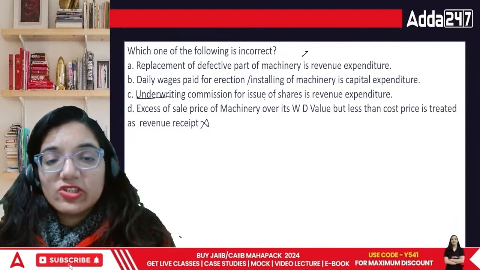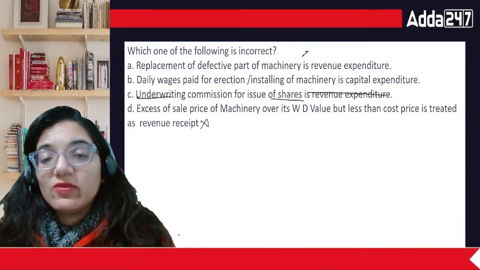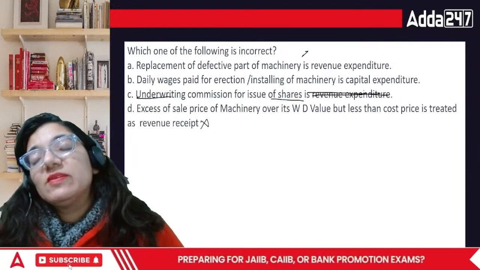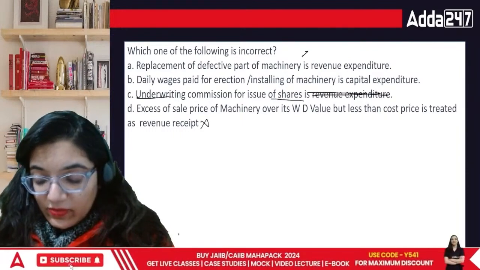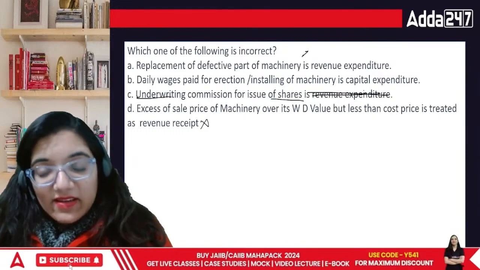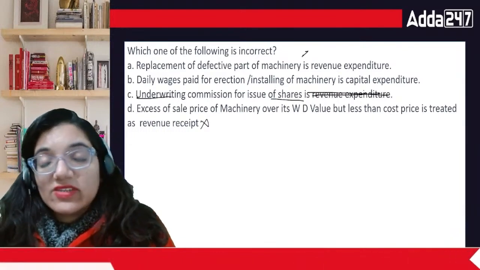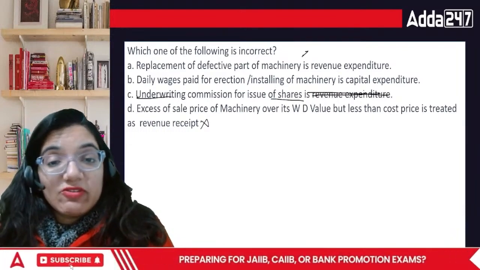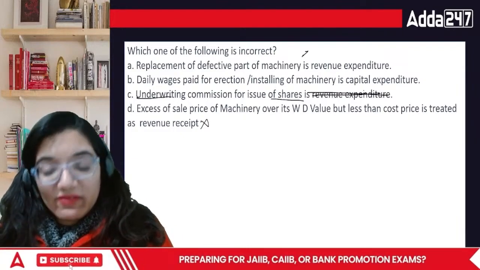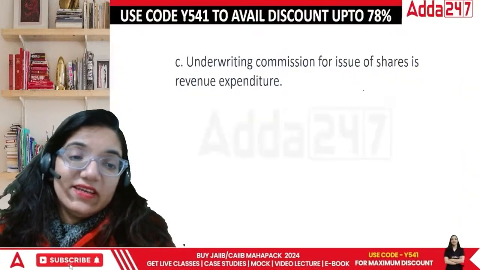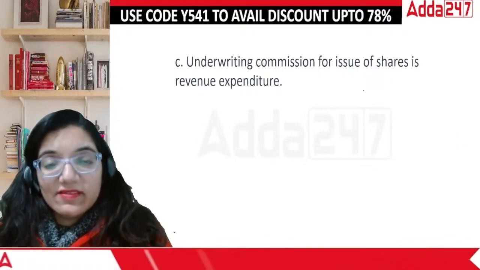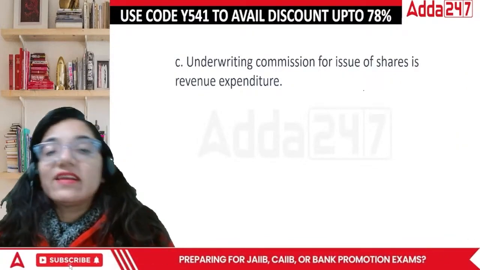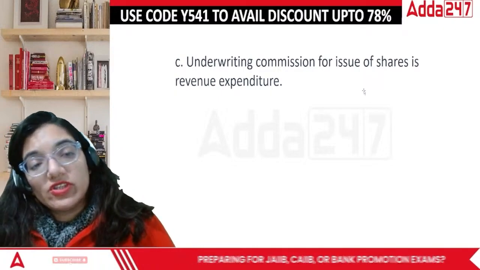The underwriting commission that we pay is not a revenue expenditure. It is basically an expenditure which is capitalized first and then written off over a period of time. So technically, this is not a revenue expenditure. This is one of the deferred revenue expenditures, something the benefit of which has been delayed. Then that would be underwriting commission for issue of shares.